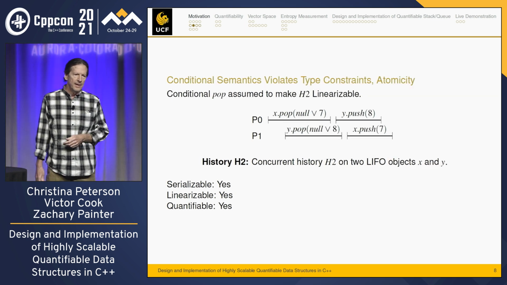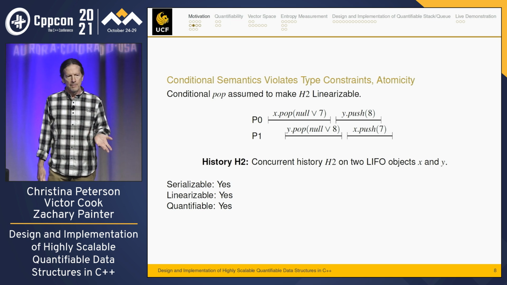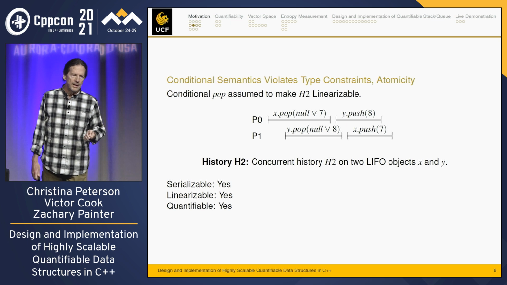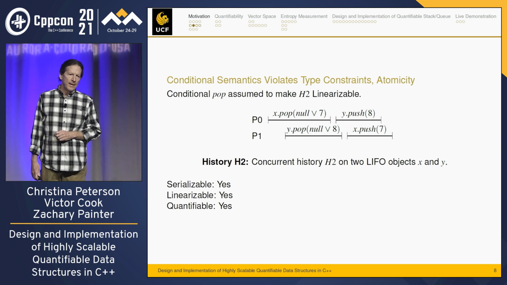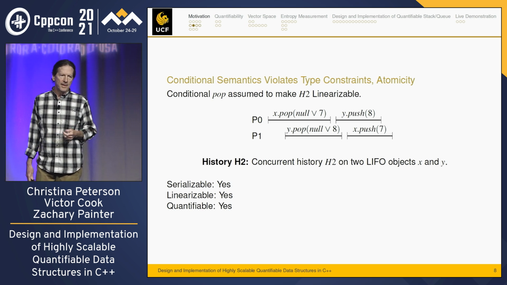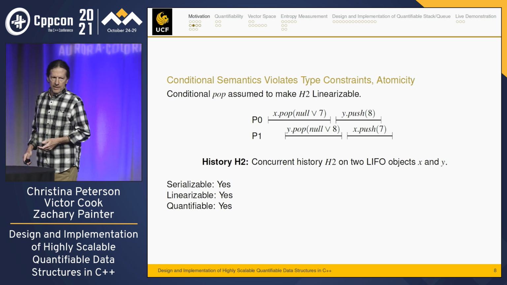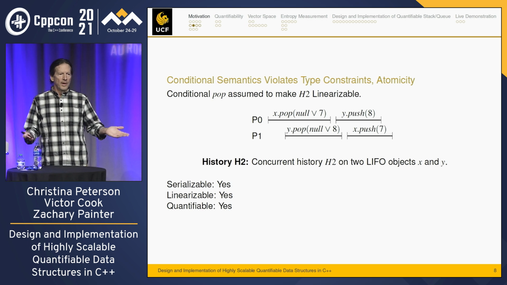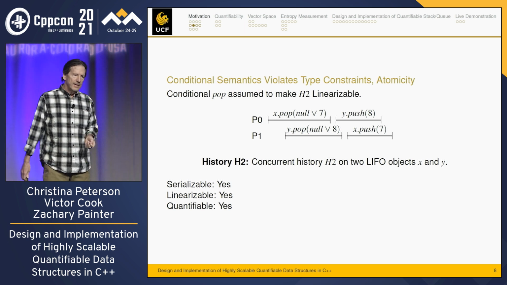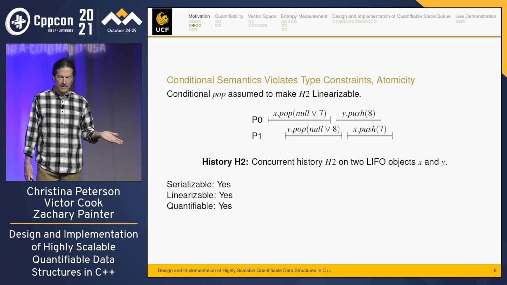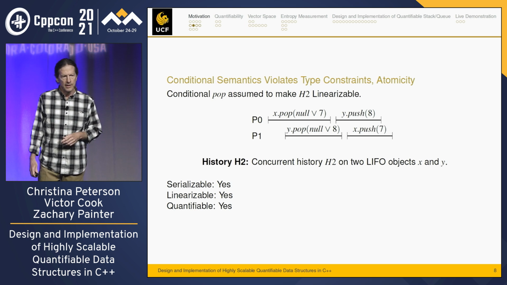Here we have the violation of type constraints and atomicity that's caused by the conditional pop. The conditional pop must be assumed here in order to make this history linearizable. There's no other way to make a valid path without saying that you could throw out a pop of 7, because there is no 7 before you get to the push of 7. On the other hand, you can see that it's definitely serializable in all cases. You can always match the push up with the pop if it's a database or if it's a serializable condition.